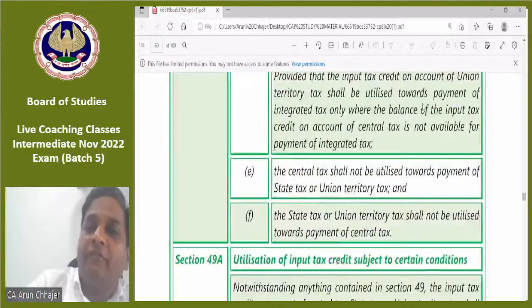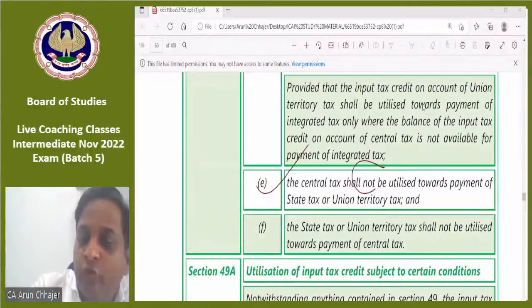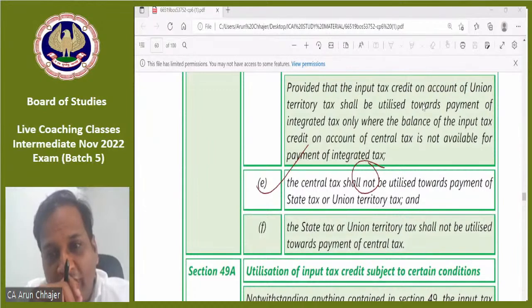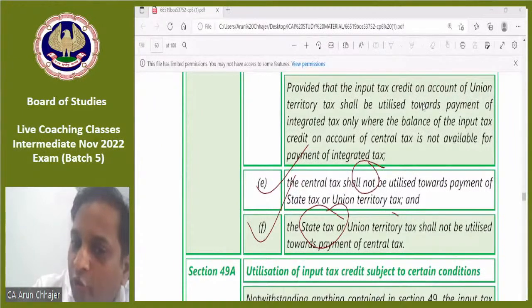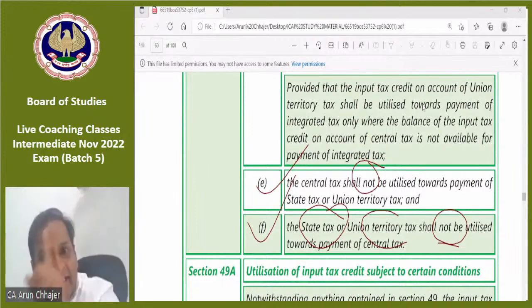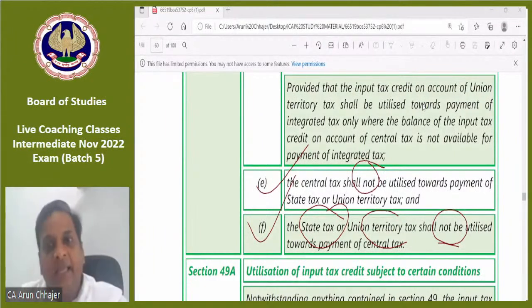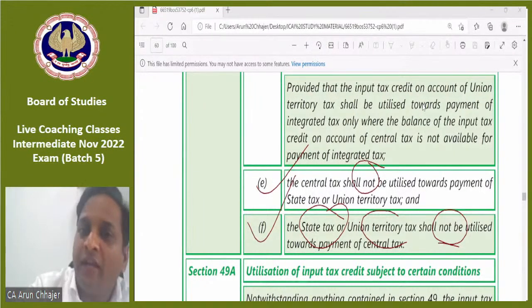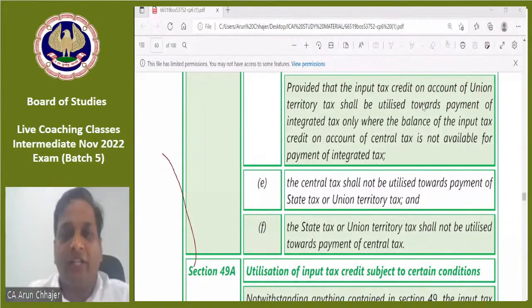Now, this part we have already discussed, but what is the language? It says that central tax shall not be utilized toward the payment of SGST or UTGST. And similarly, state tax or UT tax shall not be utilized toward the payment of central tax. So C and S will never give the amount to each other or cross tax liability. We have already understood. Now we are reading the provision of 49A.